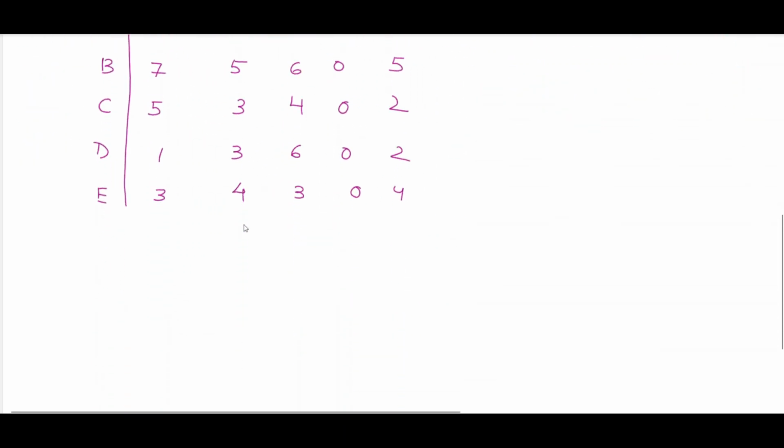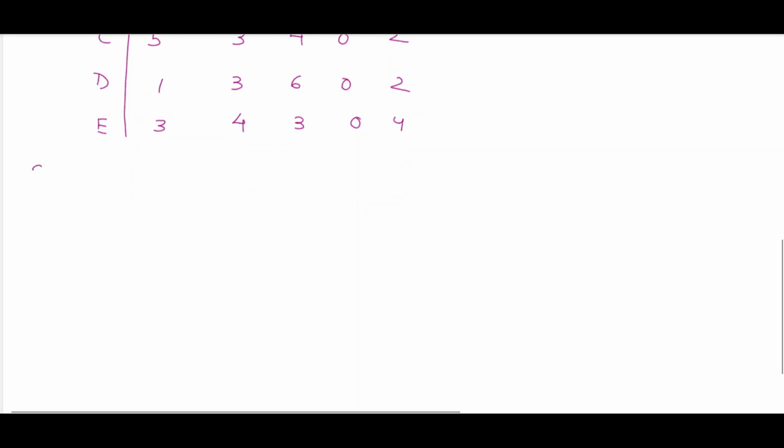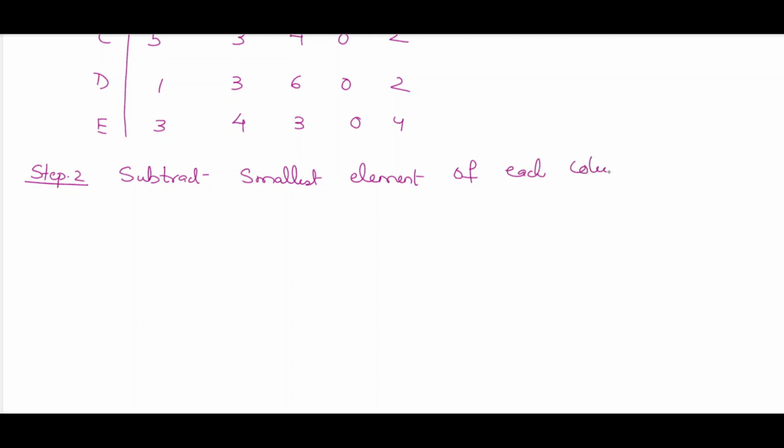Now go to step 2. What is step 2? Same thing you will perform for each of the columns. Step 2 is: subtract the smallest element of each column from all the elements in its column.